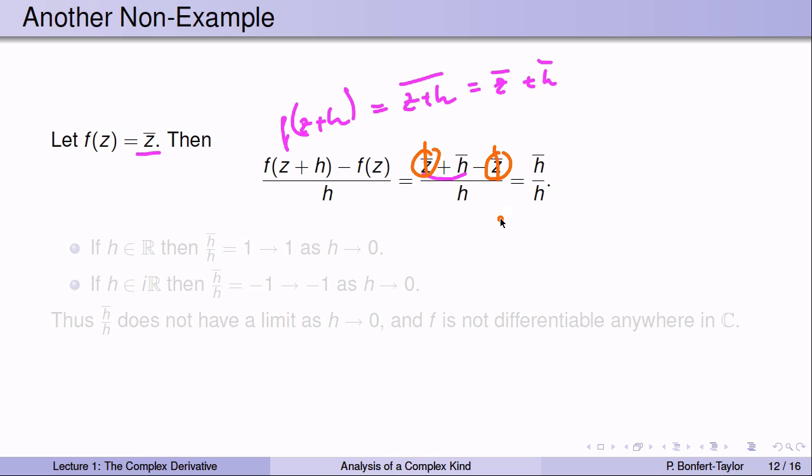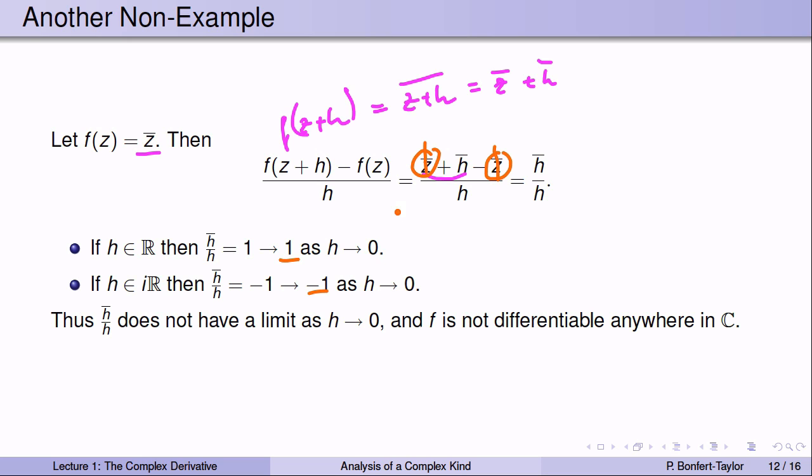Does that have a limit as h goes to 0? I don't think so. If h is a real value, then the conjugate of h is simply h, and the quotient is equal to 1, approaching 1 as h goes to 0. If h is purely imaginary, then the conjugate of h is the opposite of h, and so the quotient evaluates to -1 and has a limit of -1. And if h approaches the origin in any other way, it gets even more complicated. Certainly, the limits are not the same, and that already proves that the limit of the difference quotient does not exist as h approaches 0.